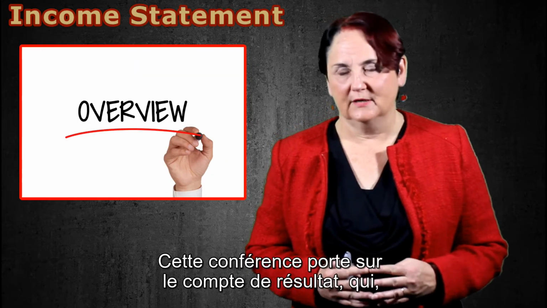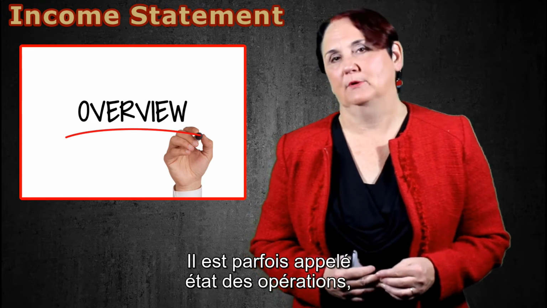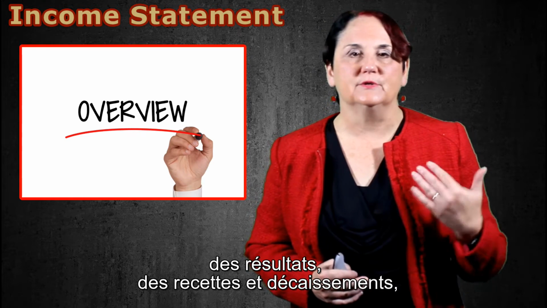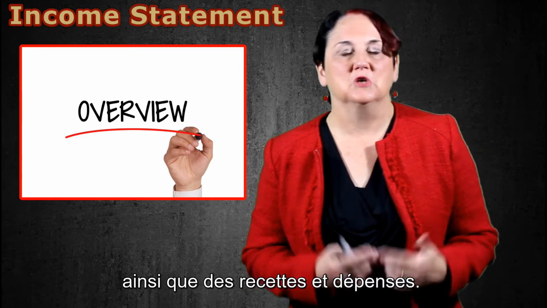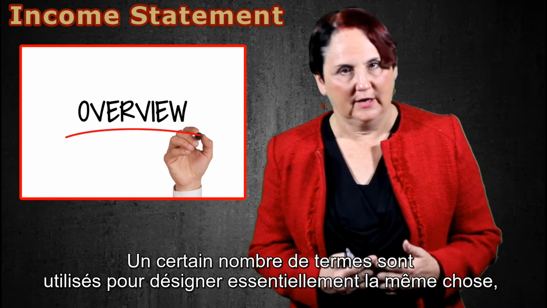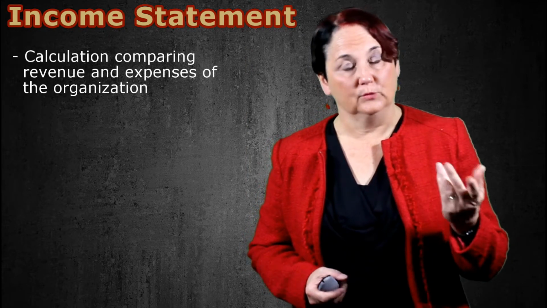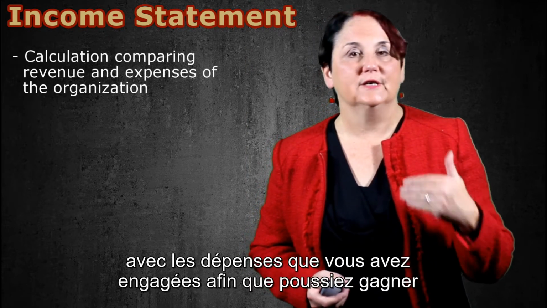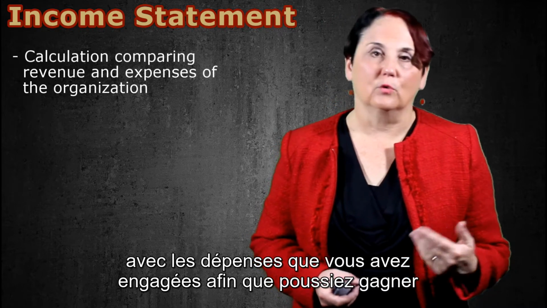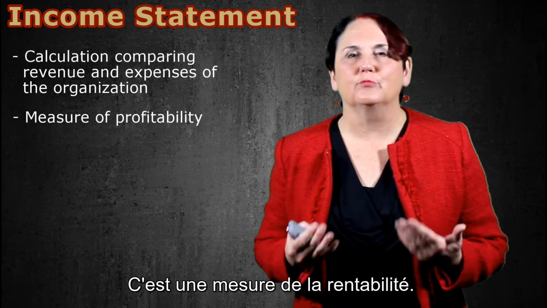This lecture is about the income statement, which you may recall has many aliases. It is sometimes called the statement of operations, the profit and loss, receipts and disbursements, revenues and expenses. There's a number of terms that are used for essentially the same thing, which is a calculation comparing the revenue, which is what you've charged your customers, with the expenses you've incurred in order to make the money you've charged to your customers. So it is a measure of profitability.